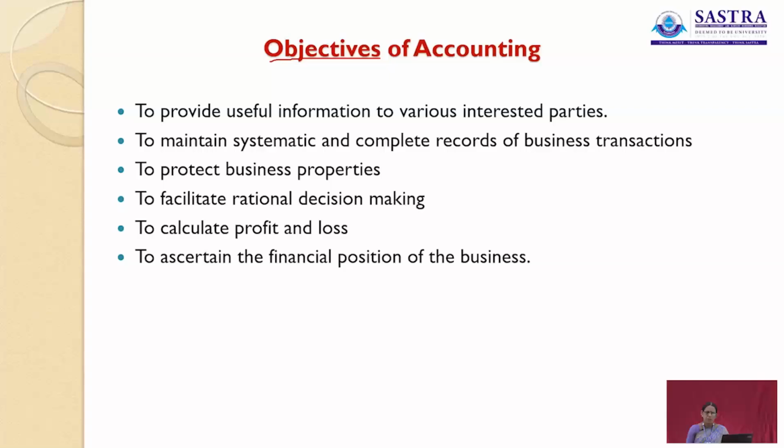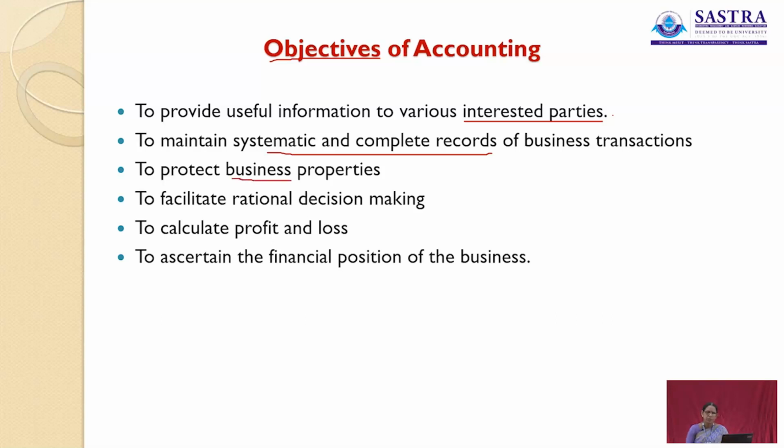From this definition of accounting, we shall now derive the various objectives. We can say the main objectives of accounting. First one is, as we already said, it provides useful information to the interested parties. The interested parties here again I mean the stakeholders. Then maintain systematic and complete records. So whenever you want to refer to your previous year or your previous week or your previous month, it should be easy to know about, or easily accessible through the various financial statements.